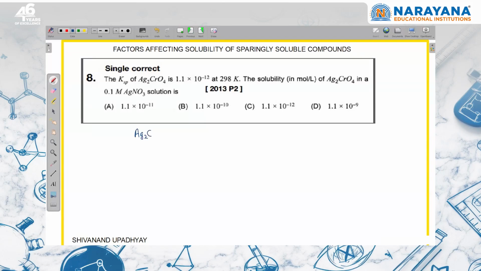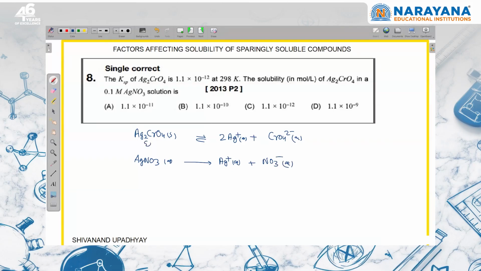This is a simple question only. Ag2CrO4 in solid state is in equilibrium to produce 2 times Ag plus ion plus CrO4 2 minus ion in aqueous state, and there is a soluble compound AgNO3. Its KSP is not given. Nitrates are generally soluble, so this is dissolved, and it will produce Ag plus ion in aqueous state plus NO3 minus ion in aqueous state.